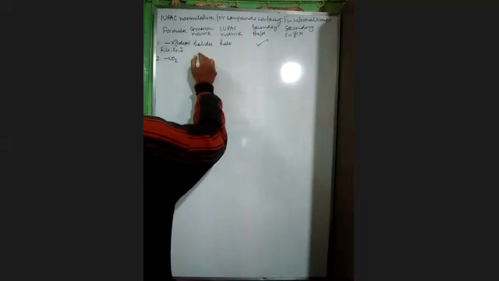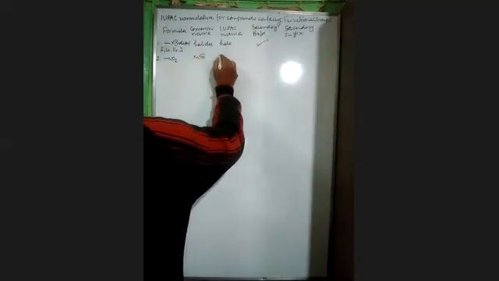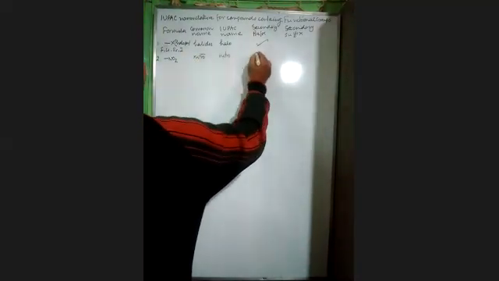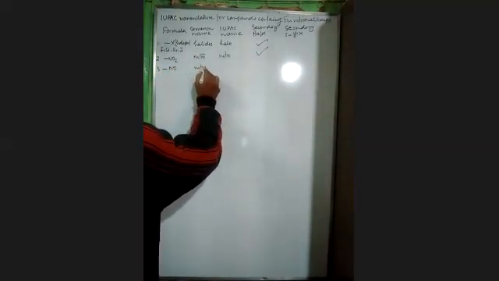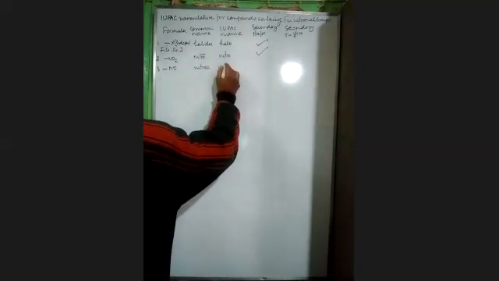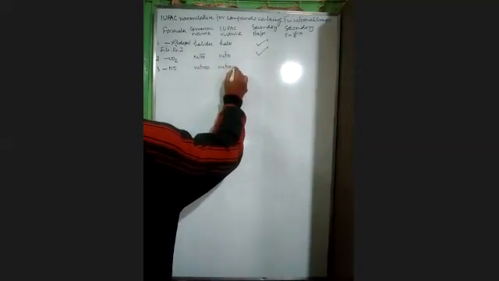Second, nitro. Here we call them as nitro. Here also we call them as nitro. This goes to secondary prefix. Third, NO. We call them as nitroso. Here also we call them as nitroso. It goes as secondary prefix.